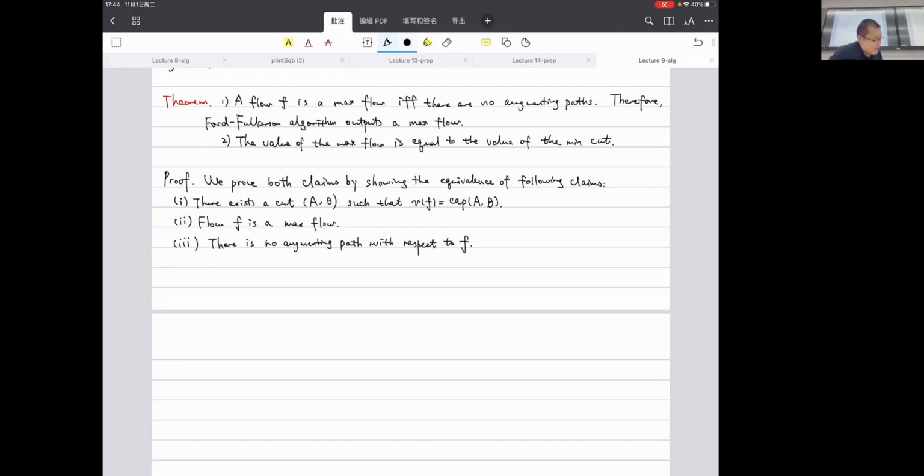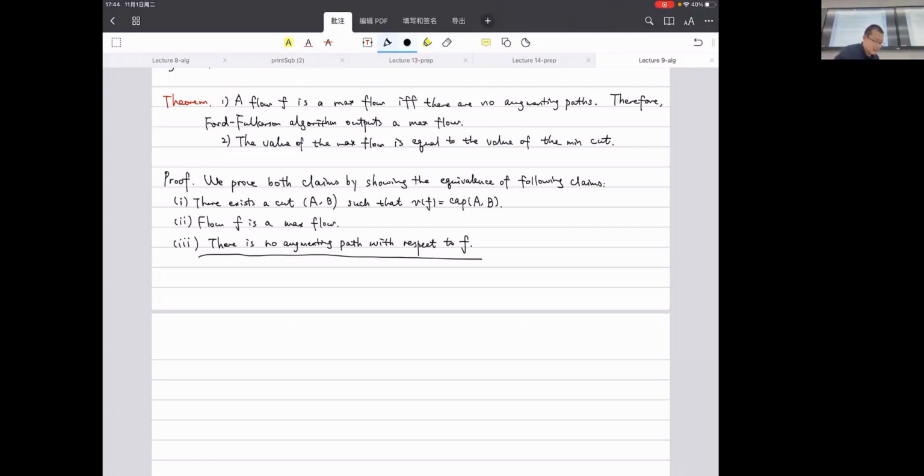And actually, after showing the equivalence of the 3 claims here, you can clearly see that the equivalence of 1, 2, and 3 is going to give you the promise of both arguments. Because we have argument 2 here, the value of the max flow is going to equal the value of the min cut, because we have figured out a flow that satisfies this claim. The main point is that the output of the Ford-Fulkerson algorithm is going to satisfy the third claim, that there is no augmenting path with respect to it.